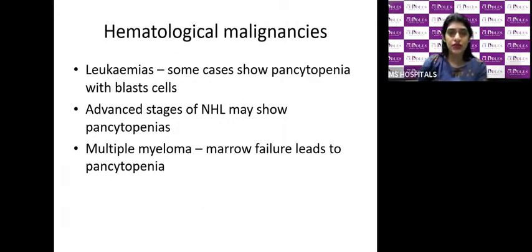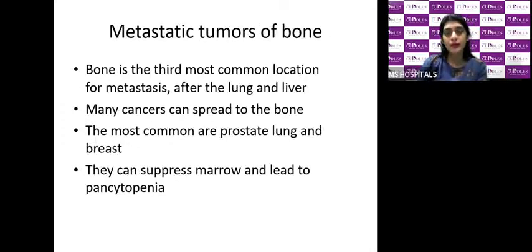Hematological malignancies: in leukemia, some cases show pancytopenia with blast cells. Advanced stages of NHL may show pancytopenias. In multiple myeloma, marrow failure leads to pancytopenia. Metastatic tumors of the bone: bone is the third most common location for metastasis after the lung and the liver. Many cancers can spread to the bone. The most common are prostate, lung, and breast. They can suppress marrow and lead to pancytopenia.